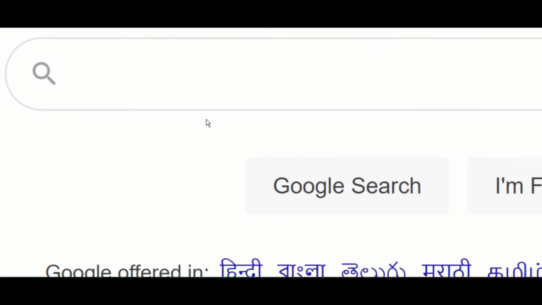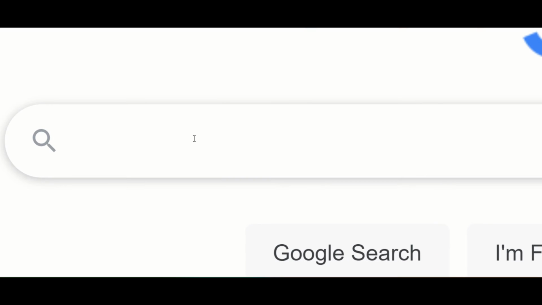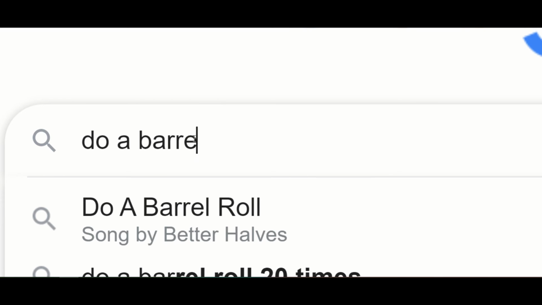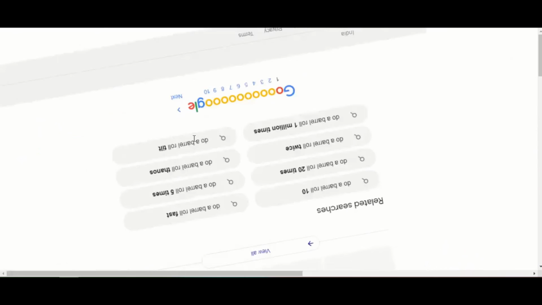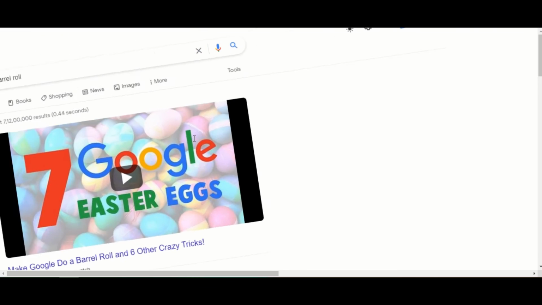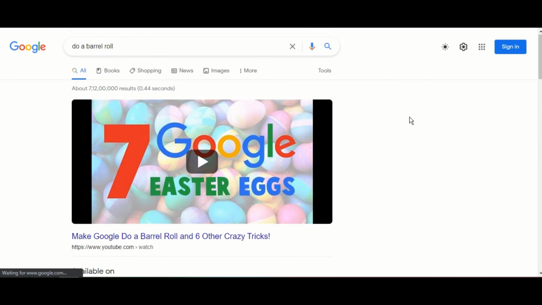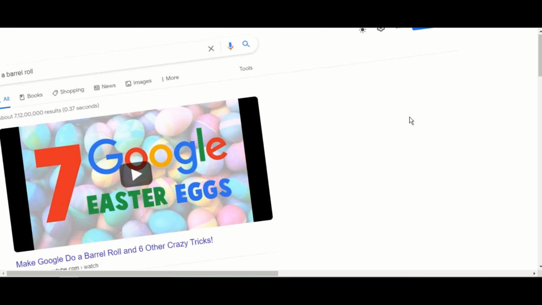Alright, folks, moving on to my personal favorite Easter egg. This time we command Google to do a barrel roll. Watch carefully, guys. The entire page is going to do a barrel roll. Yes, that's right. The entire page just did a barrel roll. If you want to replicate this, you can either refresh the page or search for the same thing again.